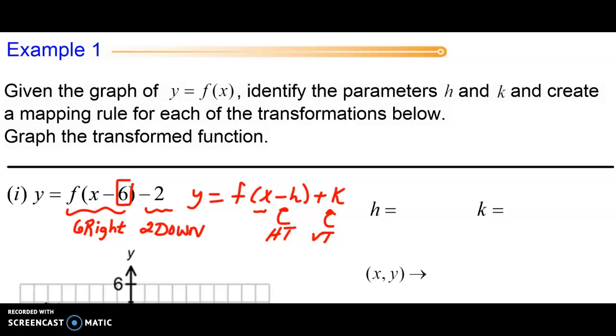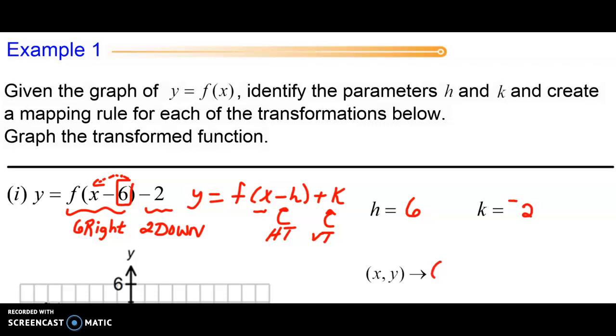Again, 6 is representing horizontal because it is in the bracket with the x, and everything horizontal is affected by the x. So right away, I know h and k. h is going to be positive 6 because it is to the right, and k is going to be 2 with a negative because it is down.